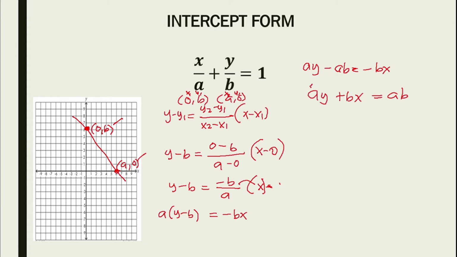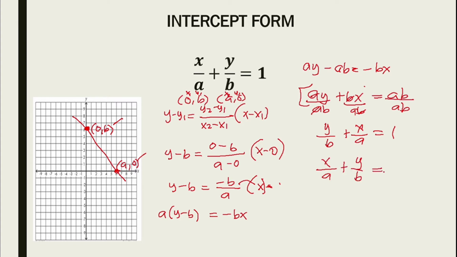So divide all terms by ab. The remaining here is y over b plus x over a is equal to 1, or x over a plus y over b is equal to 1. So now we have the intercept form. Again, intercept form is for lines that pass through the x- and y-intercepts.